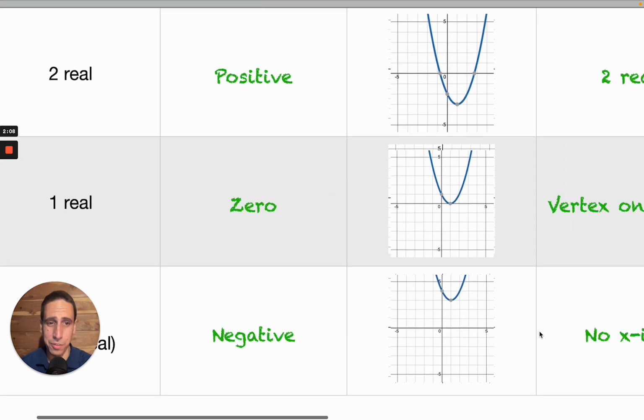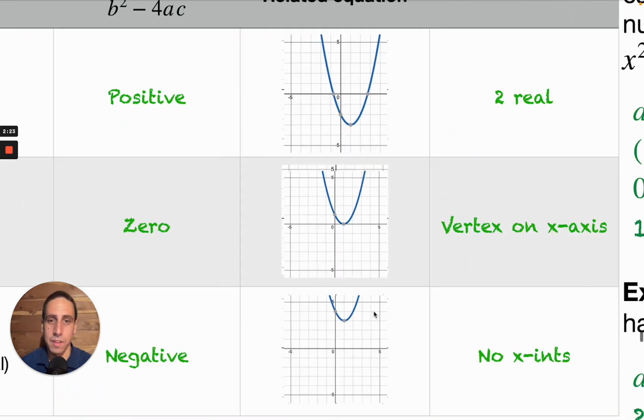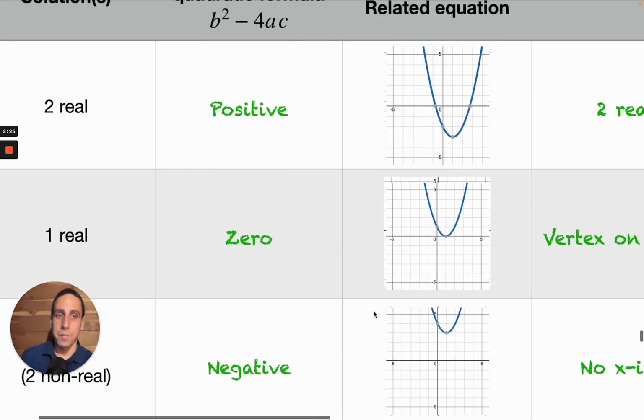Those are not numbers that you can graph on the xy plane. There will be no x-intercepts, and if you're trying to look for x-intercepts on a graph like that, they're not going to be there. This parabola could be way up here, or it could even be down here. It's just not going to be touching the x-axis. So that's kind of what we're looking at here.